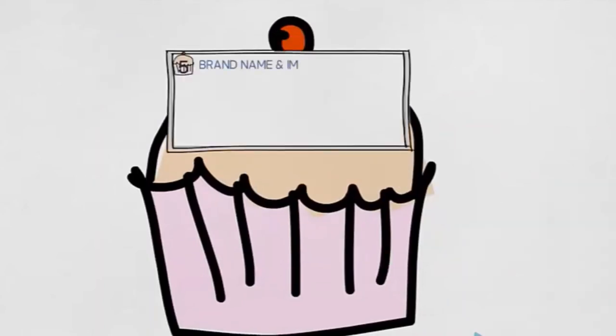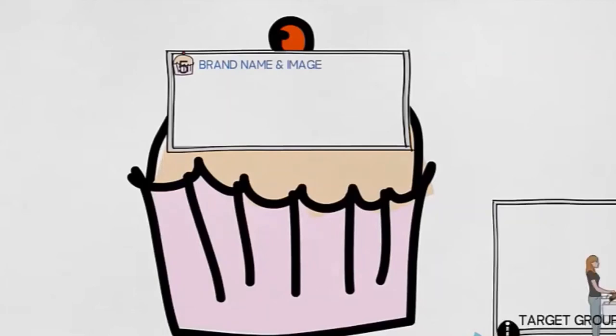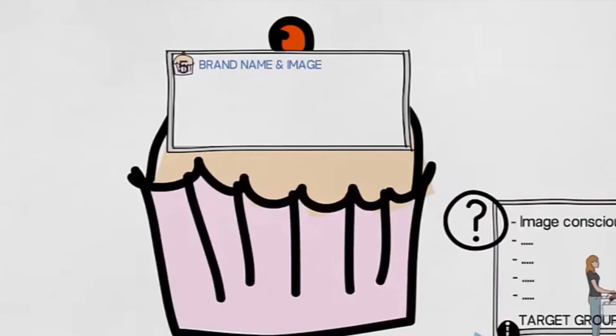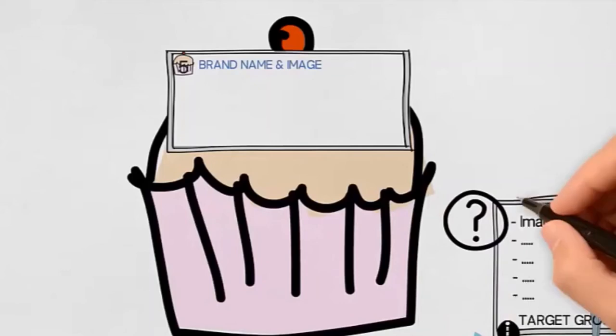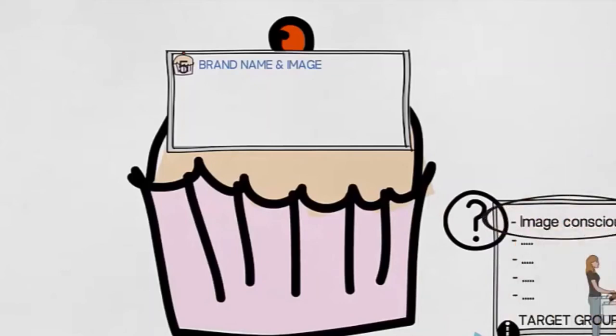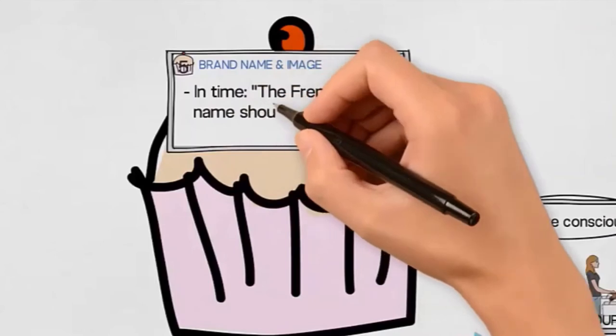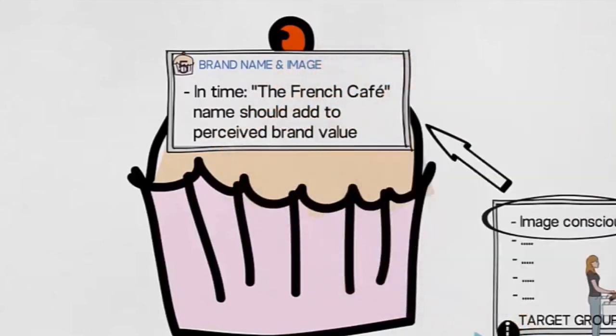Brand name and image. In time, our brand name, the French Café, will also add to the perceived value of our cakes and desserts, and therefore our desired brand image. And this will of course appeal to our target group's desire of maintaining their own image. However, this will not happen instantly. This is something that will develop over time.